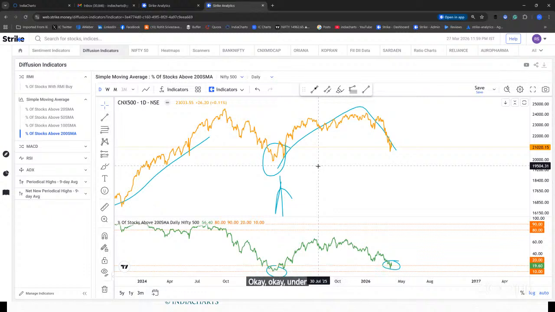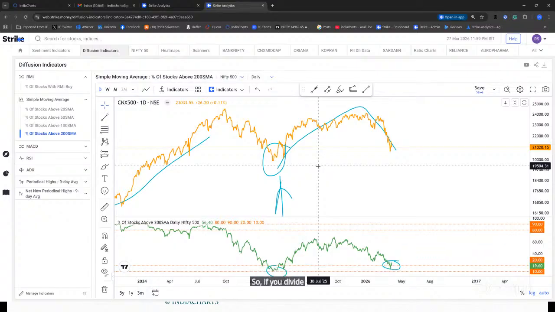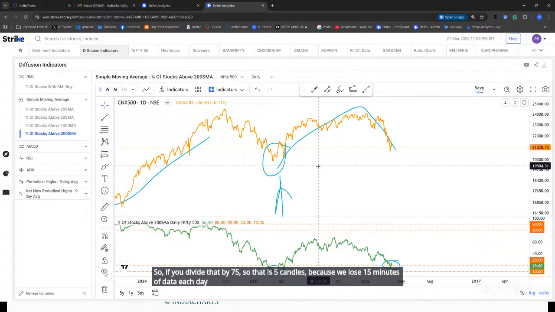Okay, understood, sir. And sir, the hourly time frame that you have. The market goes on for 375 minutes. So if you divide that by 75, that is 5 candles, because we lose 15 minutes of data each day when the candle closes at 3:15. So can we have a time frame where it says 75 minutes and then have 5 candles for the entire day?